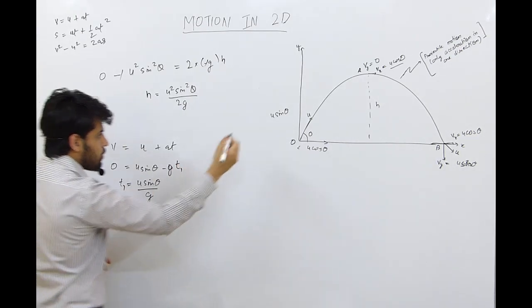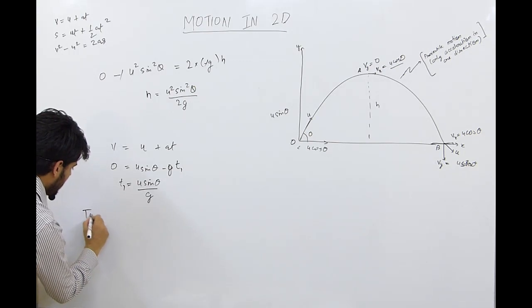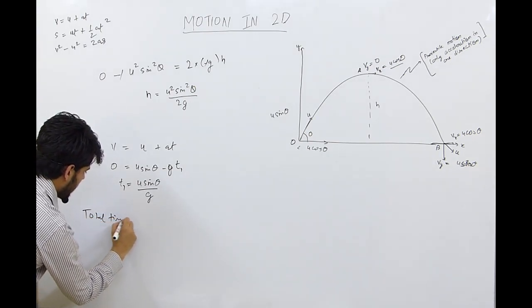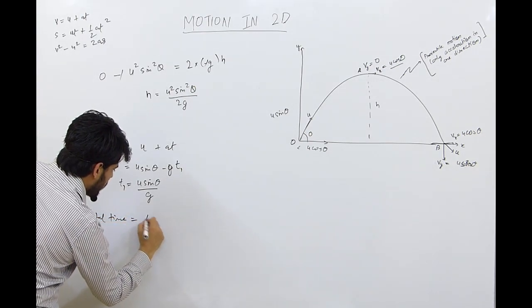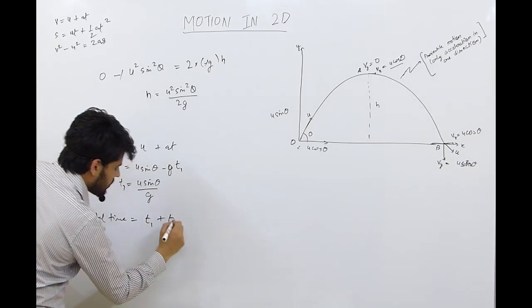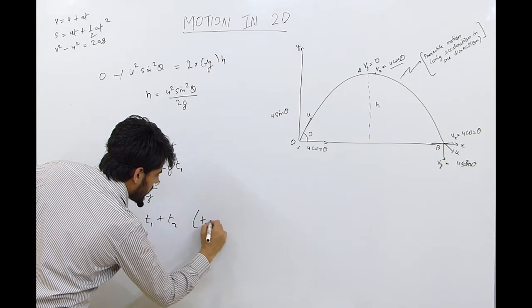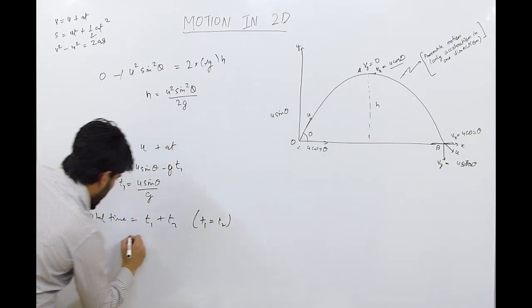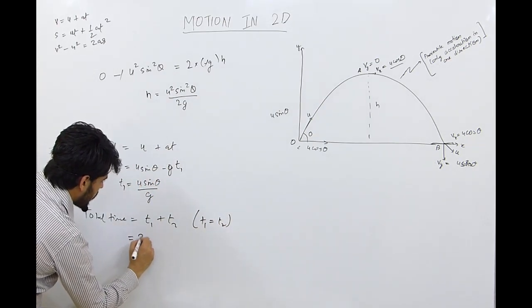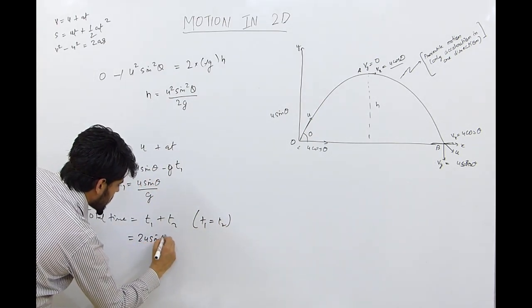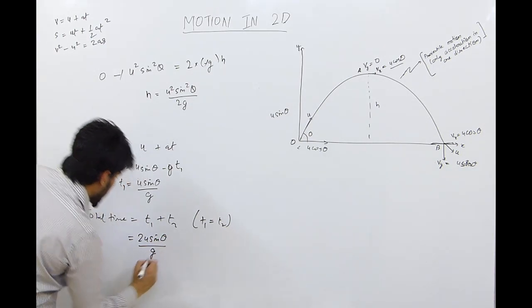So the total time of travel will be, total time is equal to T1 plus T2. T1 is equal to T2. So the total time will be twice of U sine theta by G. This will be the total time.